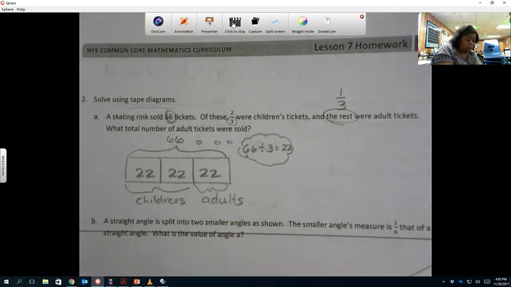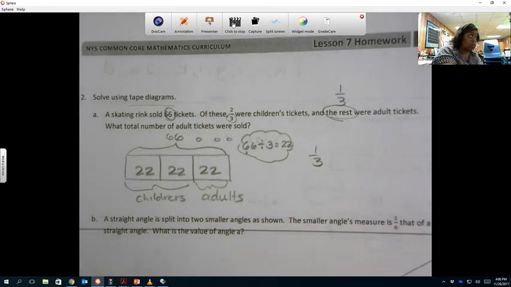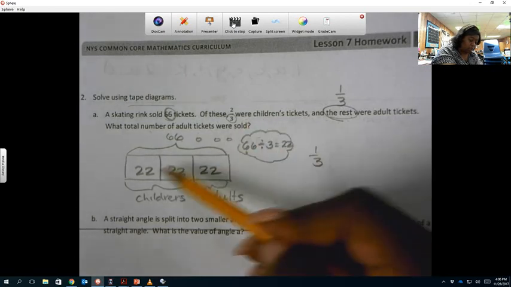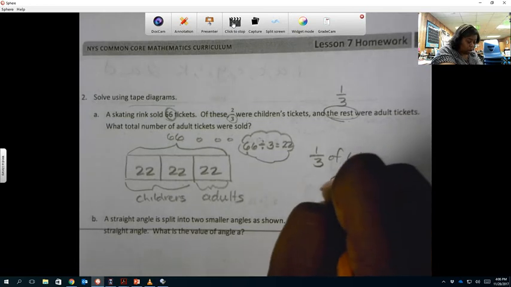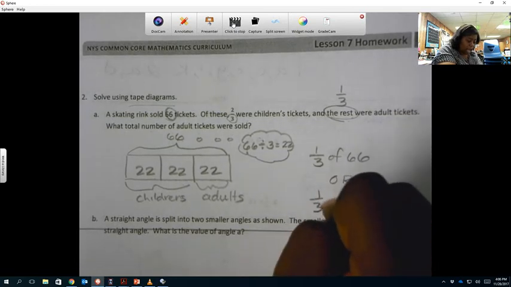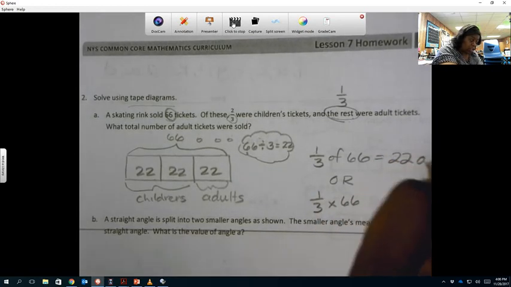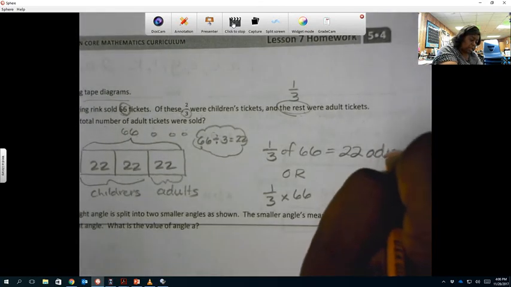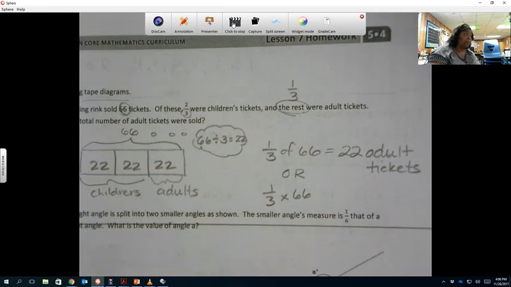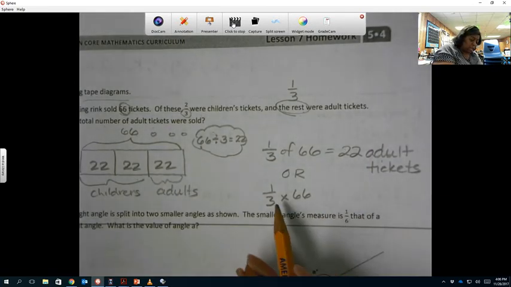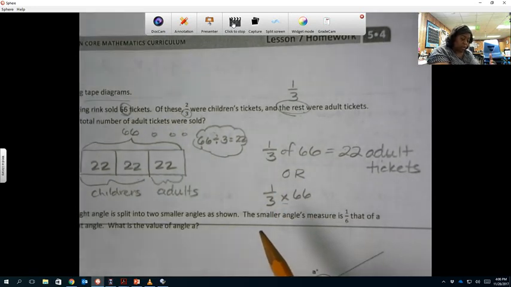So what equation would I write, like the ones on the front? I would write 1/3. Where did I get the 1/3? That's the rest of the tickets, because 2/3 belong to the children. 1/3 of 66, or I could have written 1/3 times 66 equals 22 adult tickets. So don't get scared off by this multiplication sign. It means the same thing as of. We're just switching it to an operation sign that we know.